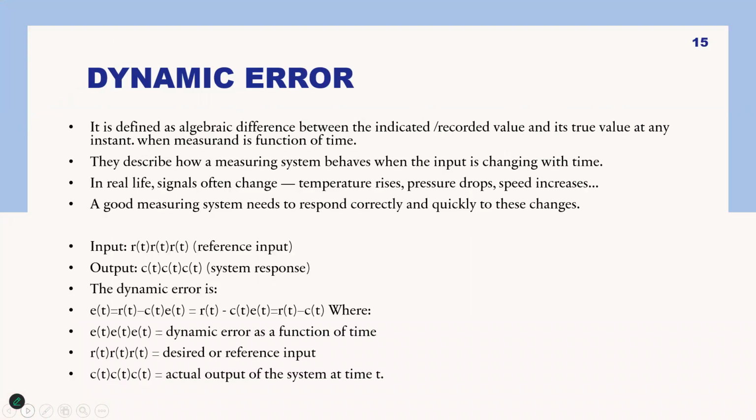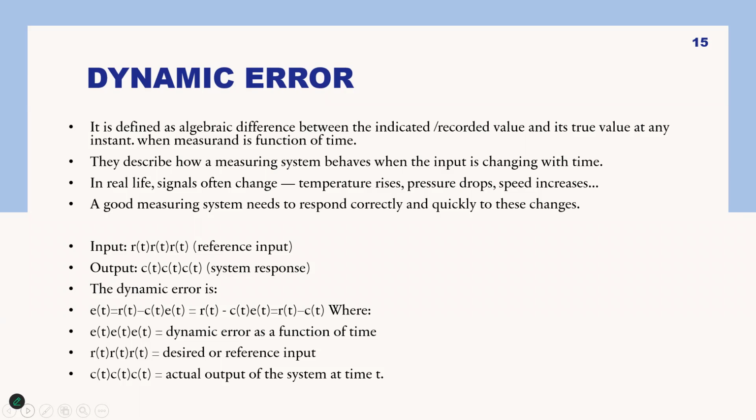Dynamic error. In static error, we have seen the error is equal to the difference between the indicated or recorded value and the true value. But in dynamic error, there is a minor change: the input is constantly changing. So dynamic error is defined as the algebraic difference between the indicated value and its true value at any instant when the measured quantity is a function of time. In static error, the measured quantity was constant.